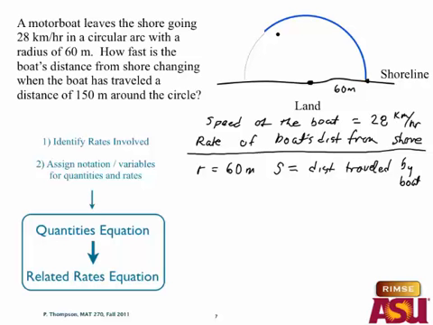What other quantities do we need here? What else do we need? Yes, it's asking how fast the boat's distance from shore is changing, so we're going to need to identify that distance from shore. Let's call it y, because it's kind of like a y coordinate, a vertical distance. So y is the boat's distance from shore.